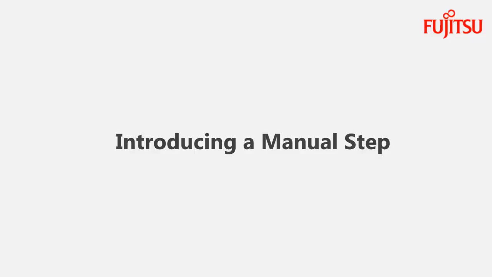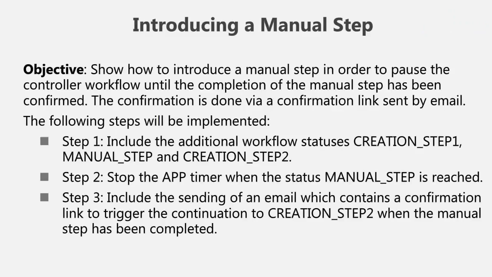The second task is to introduce a manual step in order to pause the controller workflow until the completion of the manual step has been confirmed. The confirmation is done via a confirmation link sent by email. In the following, we will show you the required changes in the source code. When you search for the changes in the source files yourself, search for Tutorial 2.